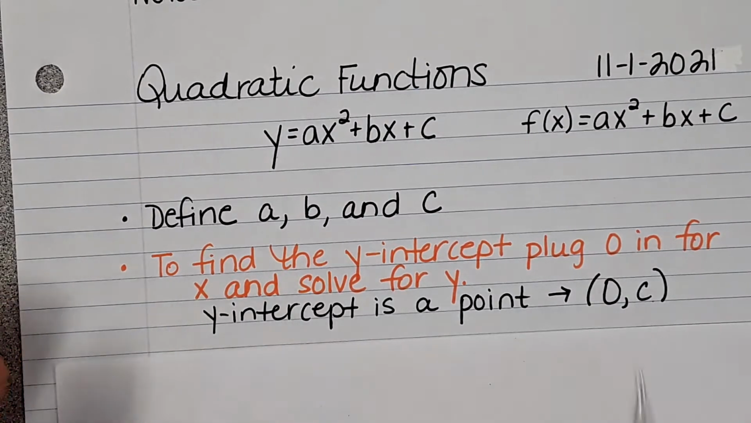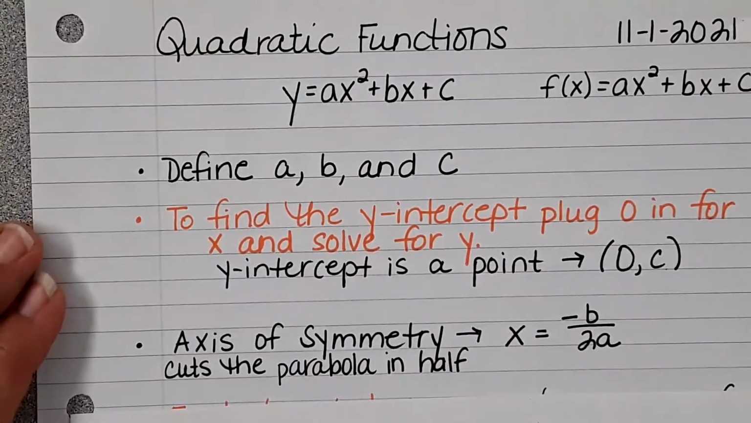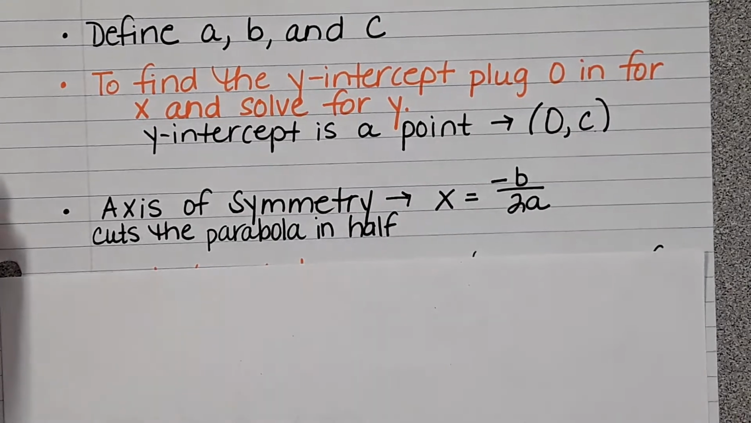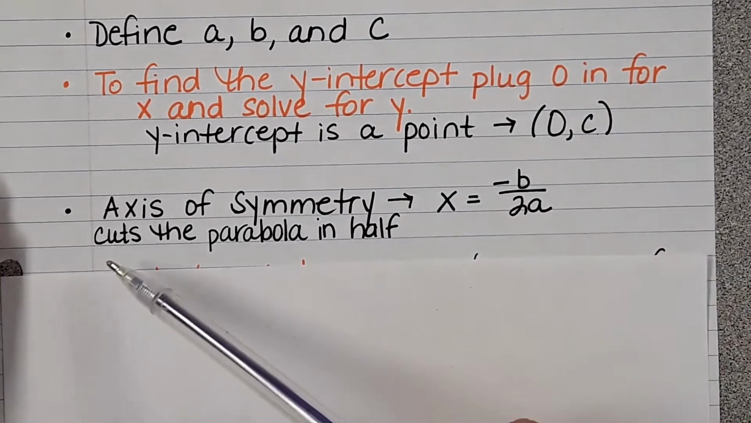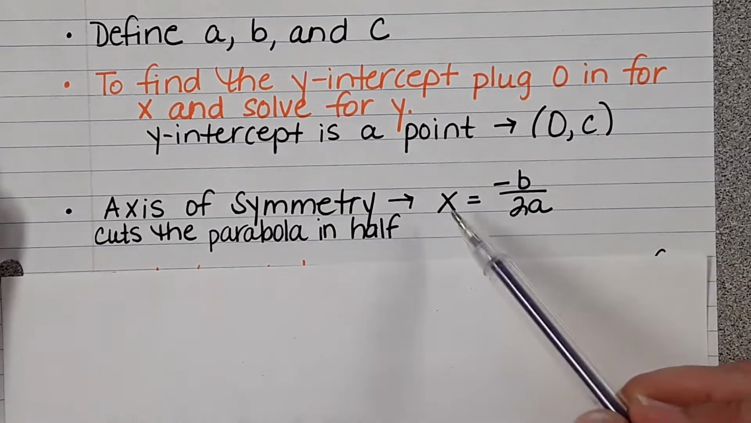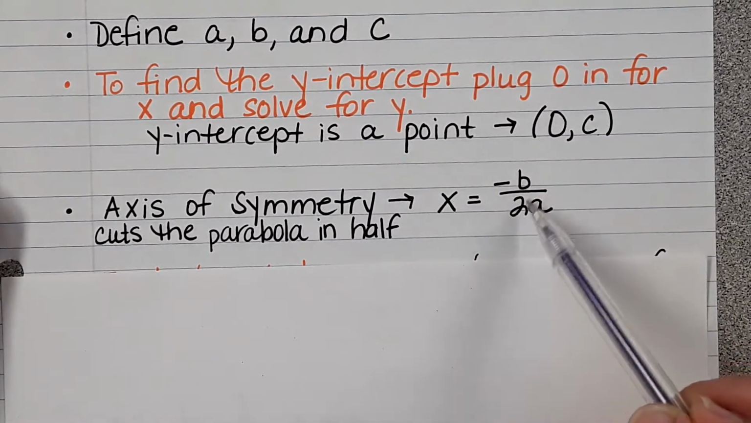Okay, so the first thing we're going to do is find that y-intercept. And then we're going to find the axis of symmetry. The axis of symmetry cuts the parabola in half, and it is a line. So you always write x equals the opposite of b over 2a.